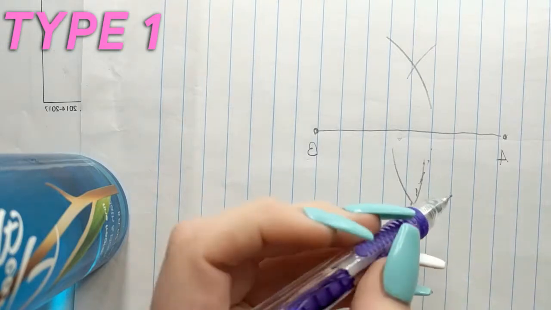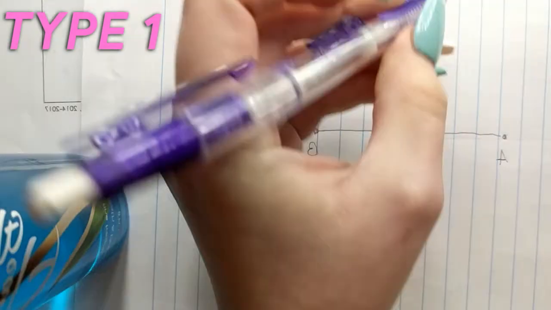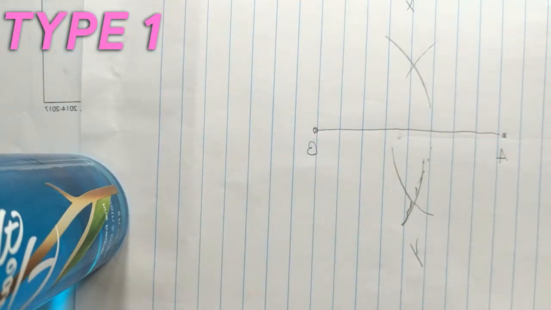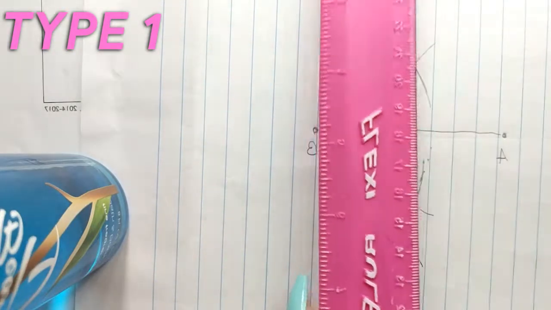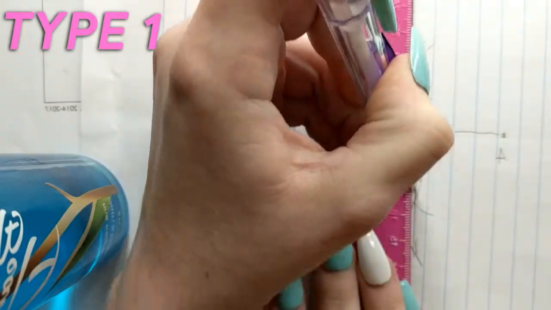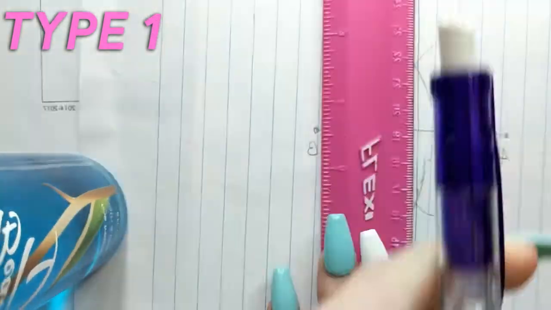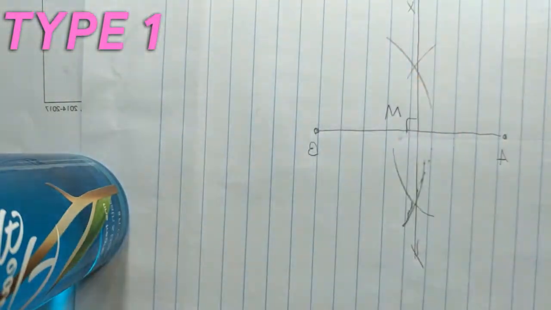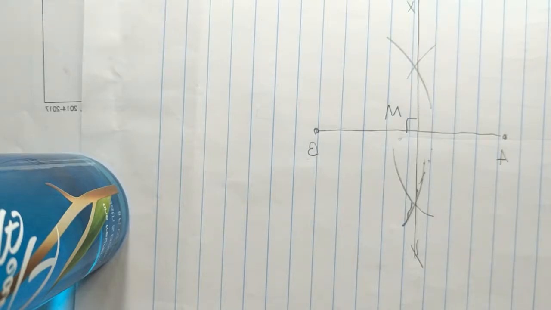Next, you're going to label this intersection X and Y. This is X, and this is Y. Next thing you're going to do is take a straight edge and draw a line in between these 2 arcs you just drew. Now we're going to label this intersection M. And that's it, the end. You just successfully created the first angle.